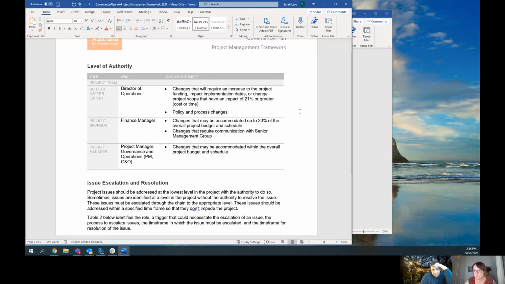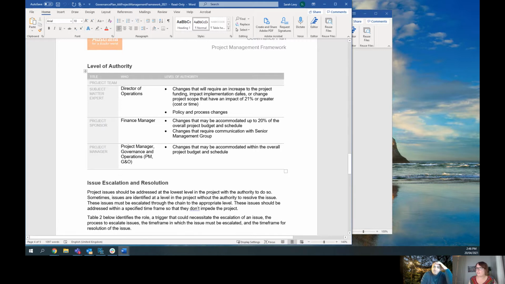No. The only thing just to note is that the subject matter expert is actually the Director of Operations. So it is a high level position. But yeah, just to note that this is a little bit of a unique situation. Yeah, excellent.